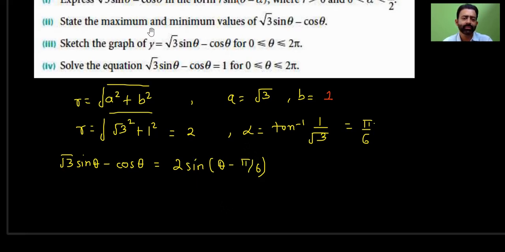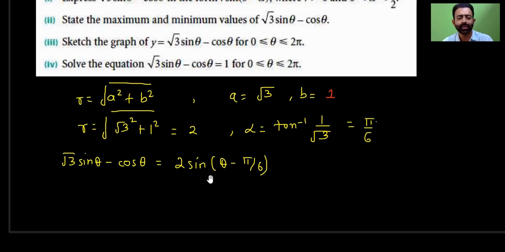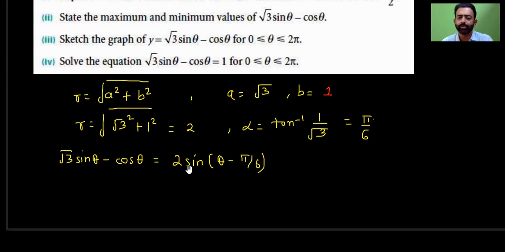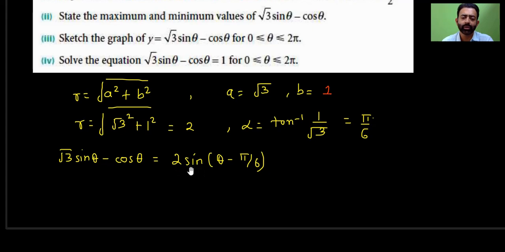Then we have to state the maximum and minimum values of root 3 sin theta minus cos theta. What does maximum and minimum value mean? The maximum and minimum value of this is equal to the maximum and minimum value of 2 sin(theta minus pi by 6), because this expression is written in this form. So the maximum of this will correspond to the maximum of this. Now the maximum of this will depend on the maximum value of sin(theta minus pi by 6). As this 2 is just a constant, it won't affect the maximum and minimum values anyway.